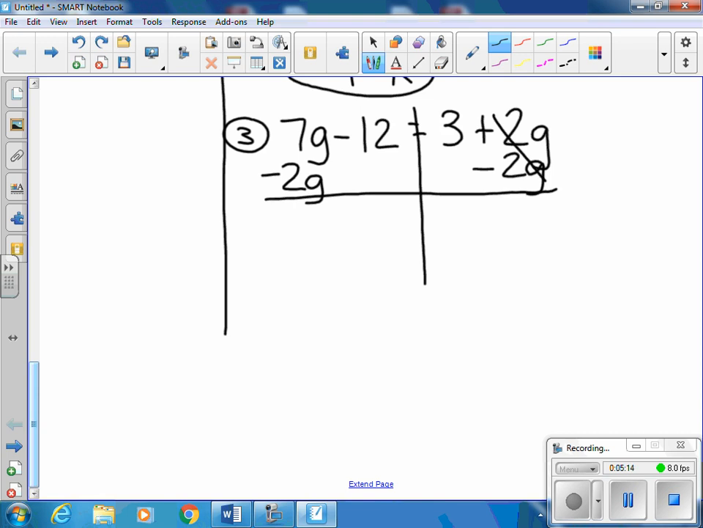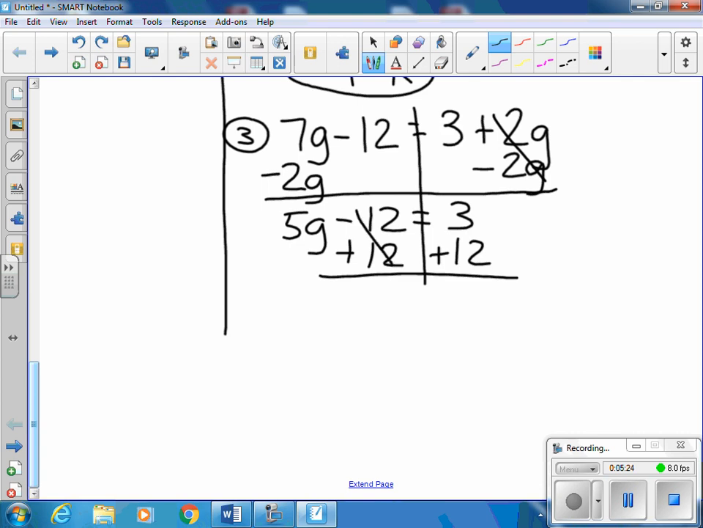So now 7g minus 2g is 5g. Bring down minus 12 equals 3. Okay, I want to get rid of minus 12 next, so I'm going to add 12 to the other side. So I've got 5g equals 15. I want to split up the 5 and the g, so I'm going to divide by 5. And I'm going to come out with g equals 3.